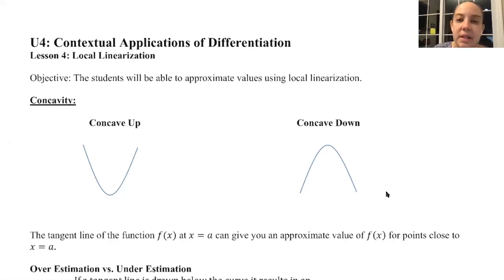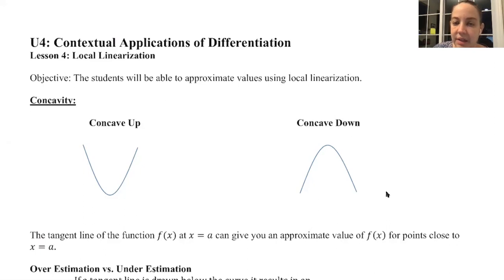Today, we are going to continue to look at contextual applications of differentiation. And today is local linearization. Local meaning nearby, linearization meaning make it a straight line. The students will be able to approximate values using local linearization.